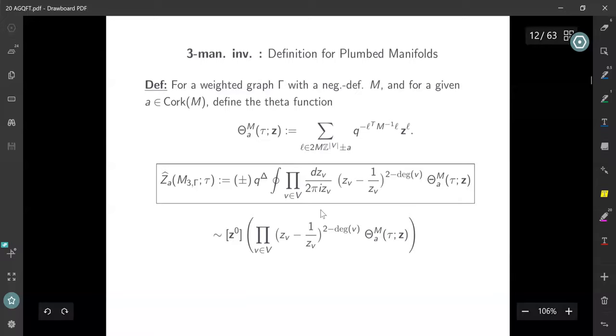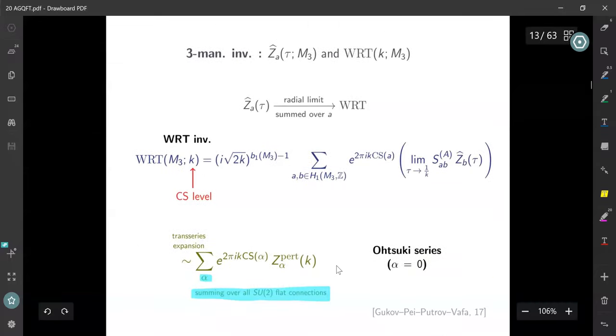Then you take a contour integral, which has the effect of picking out the z-independent terms in the parentheses, and that will become your q-series invariants. I promised that this invariant should have something to do with the WRT, and it involves taking a radial limit. But wait a second, because here we actually get naturally a set of q-series invariants for a given manifold, not just one. We have an additional label given by the element of the cokernel, so we should sum over them in some appropriate way.